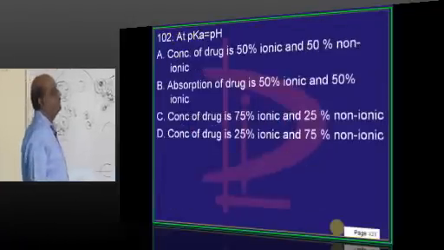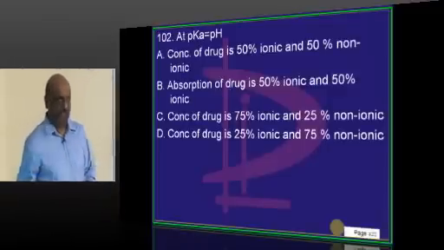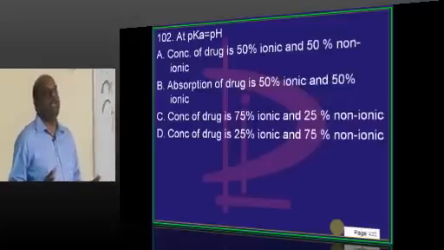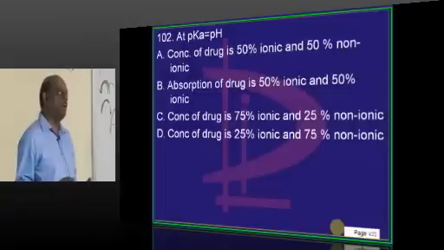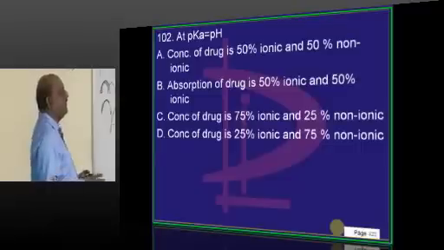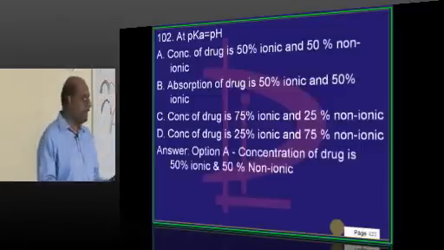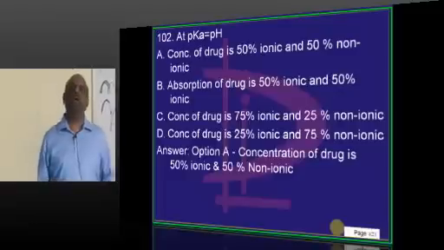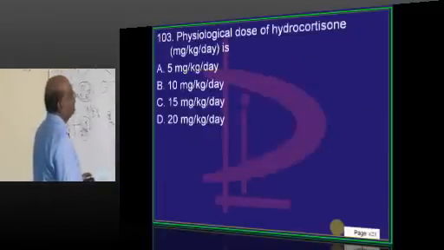Now, when pKa becomes equal to pH, for every molecule there is a pKa value. There is a point at which the ionic and non-ionic components are equivalent and it is in a state of equilibrium. Then the concentration of the drug is 50% ionic and 50% non-ionic at the pKa value, whenever the pH is at the pKa value.